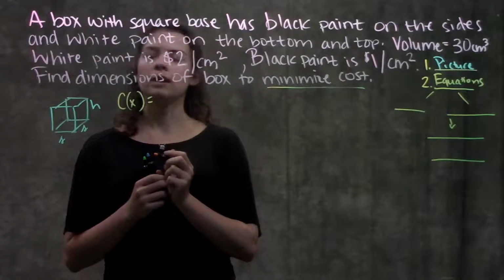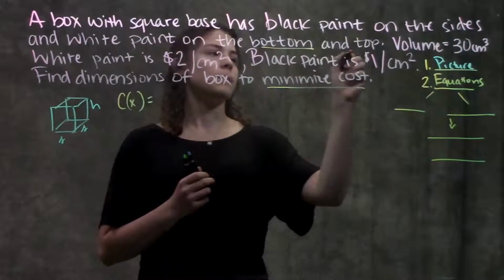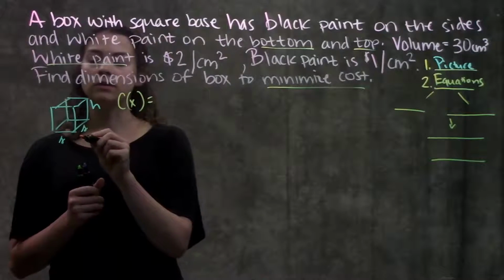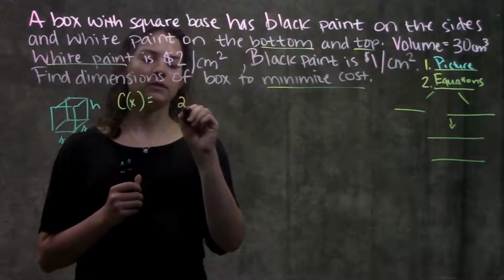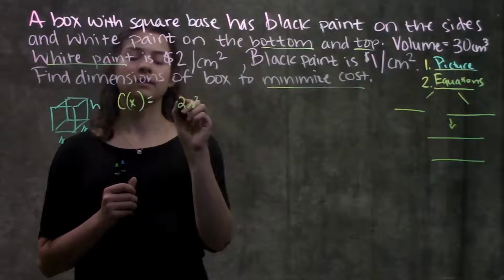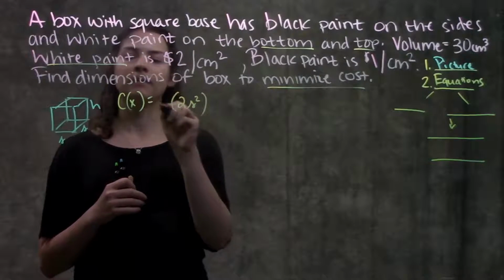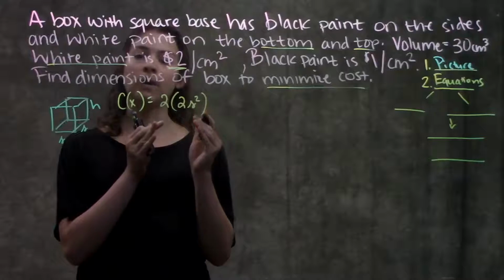So what we can do is say, how much white paint are we going to use? We're using it on only the bottom and the top for the white paint. And we know that the bottom and the top, those dimensions are just S by S, and we have 2 of them. So we have 2 times S squared. This is the total area that's going to have white paint, times how much white paint is, which is $2. Okay, here's our cost for white paint.